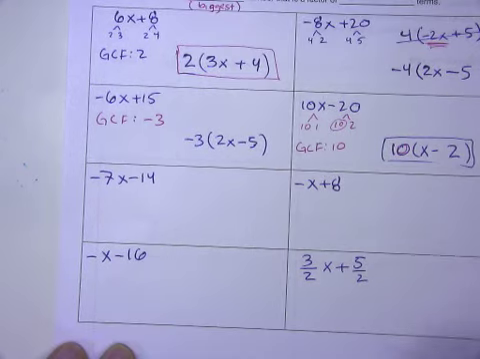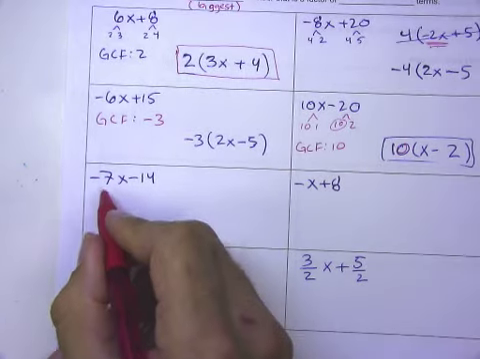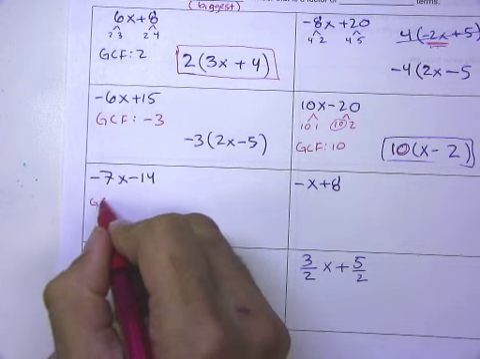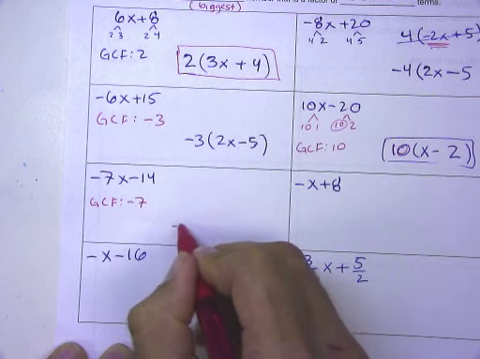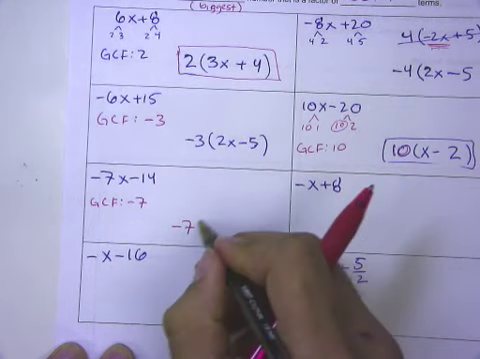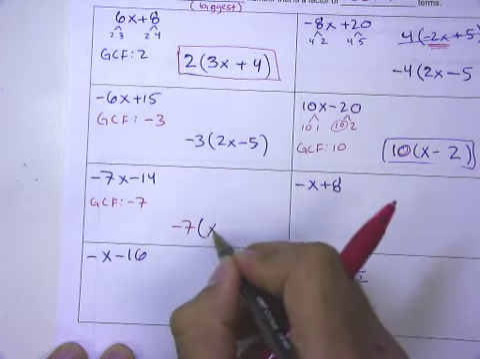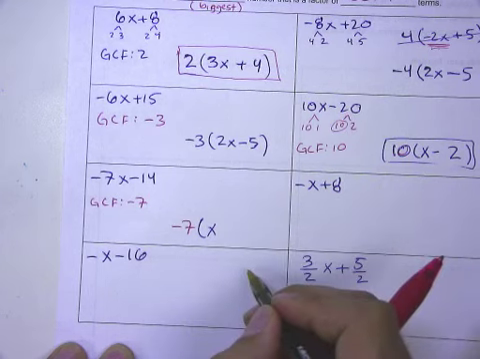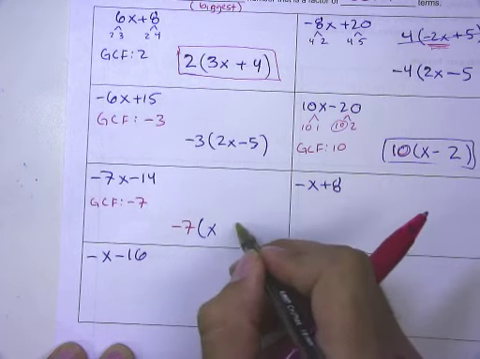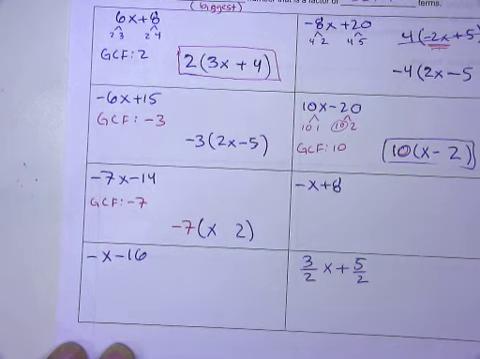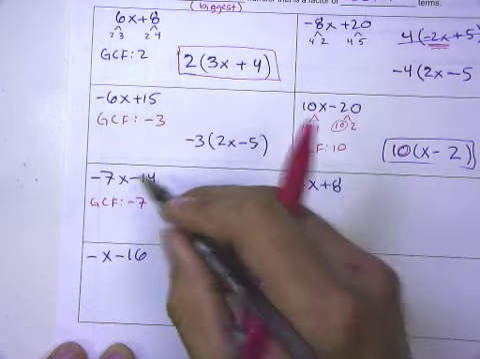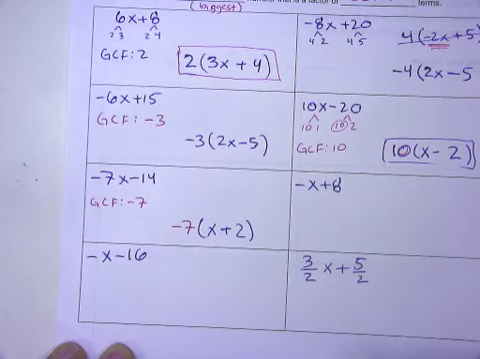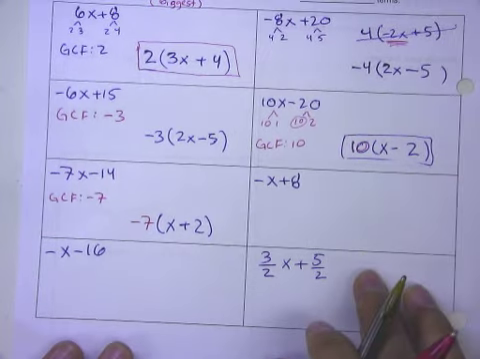All right, next problem, again, I'm going to factor out a negative to get that first term positive. So my GCF that I'm going to use is going to be negative 7. So I have negative 7 times x to get me to negative 7x. And then it would have to be negative 7 times 2. Would it have to be positive 2 or negative 2? Well, a negative times a positive gives me a negative.